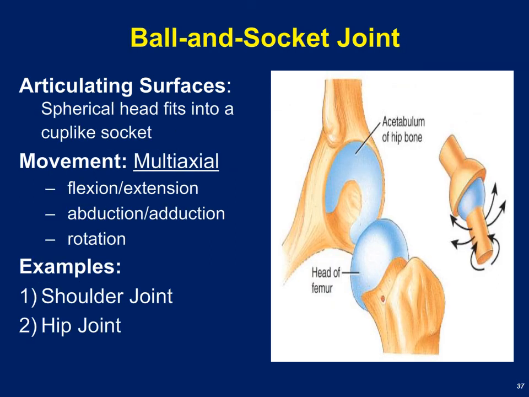And our last joint here is something called a ball and socket joint. And ball and socket joints include things like the shoulder joint and also the hip joint. The hip joint is a much deeper socket than the shoulder joint, but both of them allow multi-axial movement.